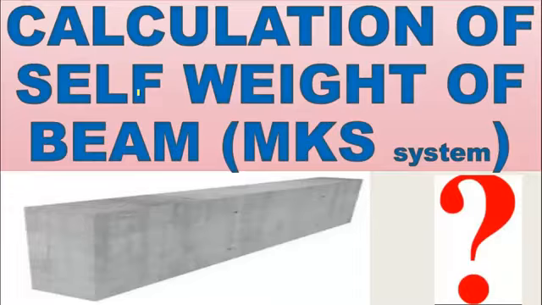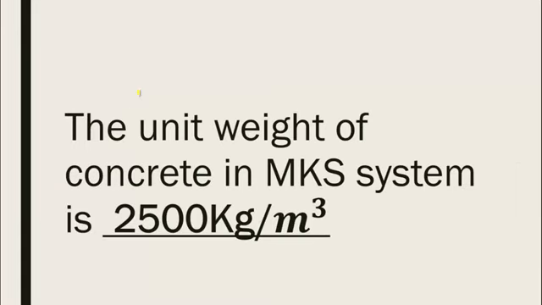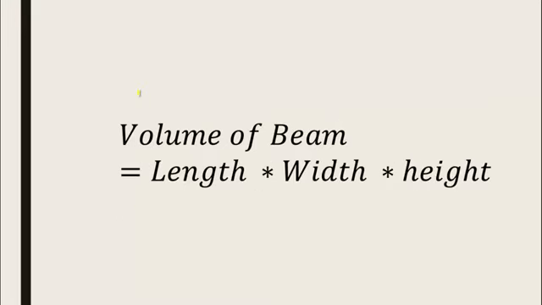Let's start today's topic. Today we are going to learn how to determine the self-weight of a beam in the MKS system. The self-weight of a beam can be determined by using a simple formula: unit weight of concrete multiplied by the volume of the beam. The unit weight of concrete in the MKS system is 2500 kg per meter cube, and the volume of the beam can be determined by multiplying its dimensions, that is length multiplied by width multiplied by height.